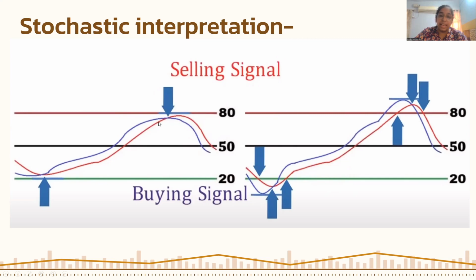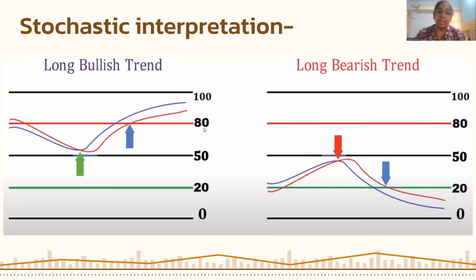Similarly, if the %K line and %D line have a negative crossover below the level of 80 or above the level of 80, it indicates a selling signal. Now let us understand long bullish trend and long bearish trend. If the %K line and %D line have a positive crossover between the level of 50 and 100, it indicates a long bullish trend, indicating profit. Here the prices are in an uptrend, and once the prices cross the level of 80, it indicates that the prices have a strong hold on the profit side.